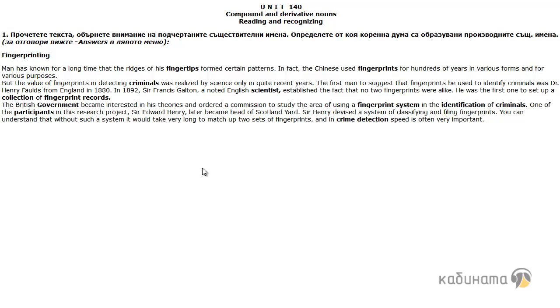One of the participants in this research project, Sir Edward Henry, later became head of Scotland Yard. Sir Henry devised a system of classifying and filing fingerprints. You can understand that without such a system, it would take very long to match up two sets of fingerprints, and in crime detection, speed is often very important.